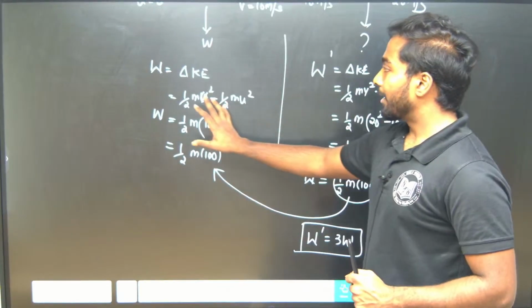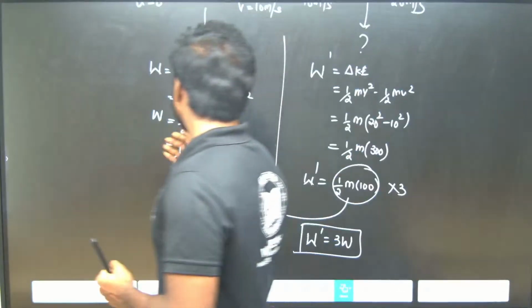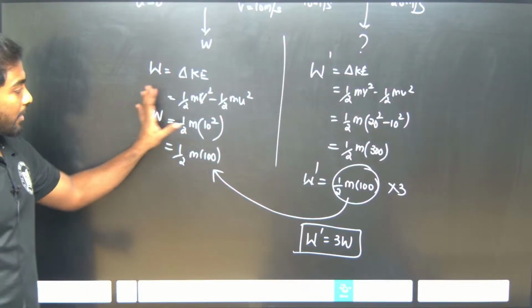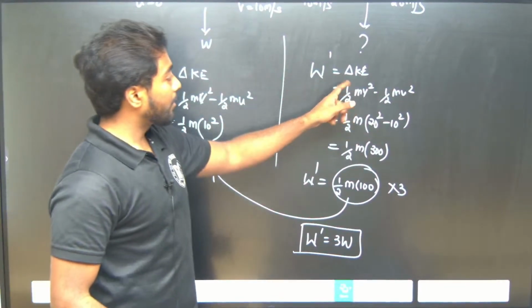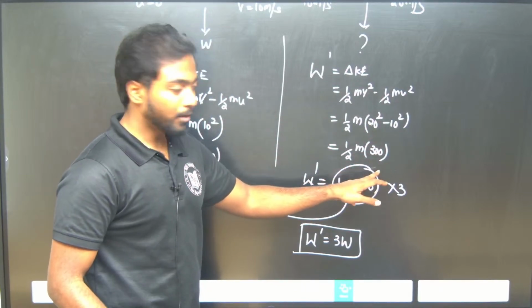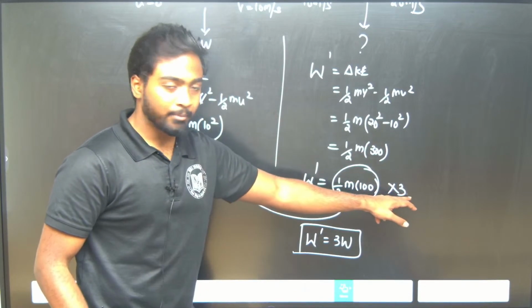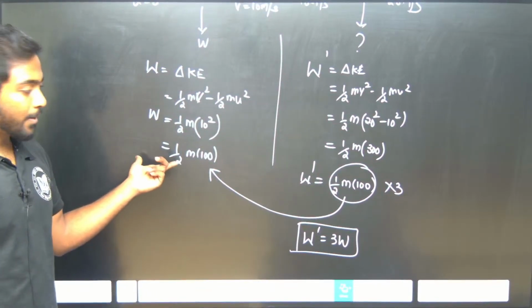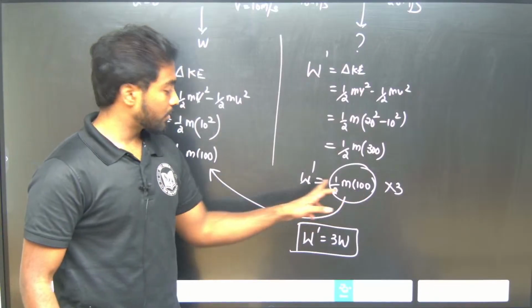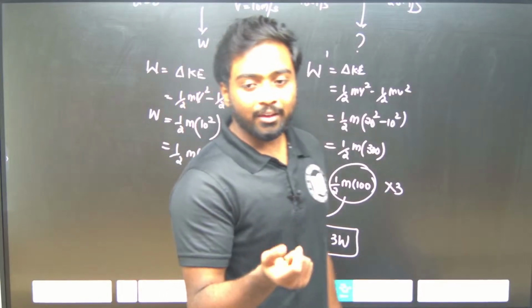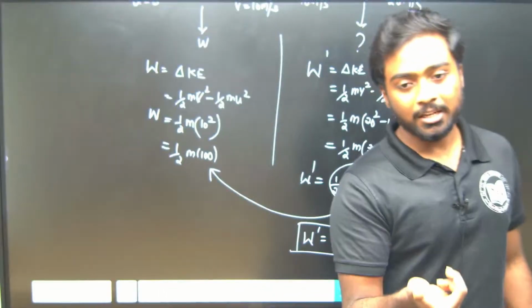So change in kinetic energy is nothing but work done, that's energy, right. And we have half m v square minus half m u square; we got some equation, keep that equation as it is. In the second part, same thing: 20 square minus 10 square, which is nothing but 300. So this 100 into 3 times, 1 by 2 m into 100, which is nothing but W. I have taken the W here, so W dash is 3 times W. So I require 3 times that energy.